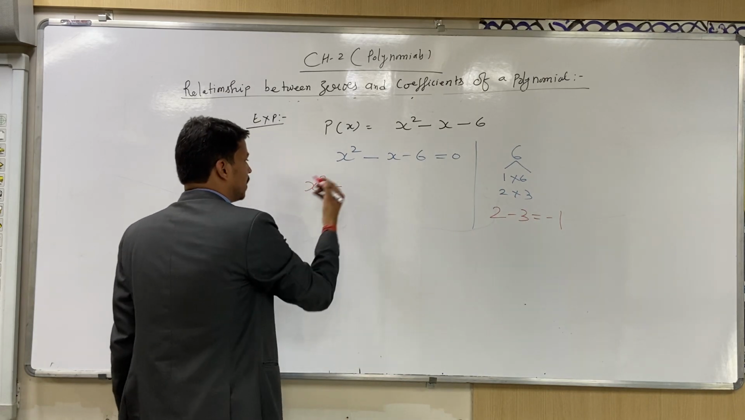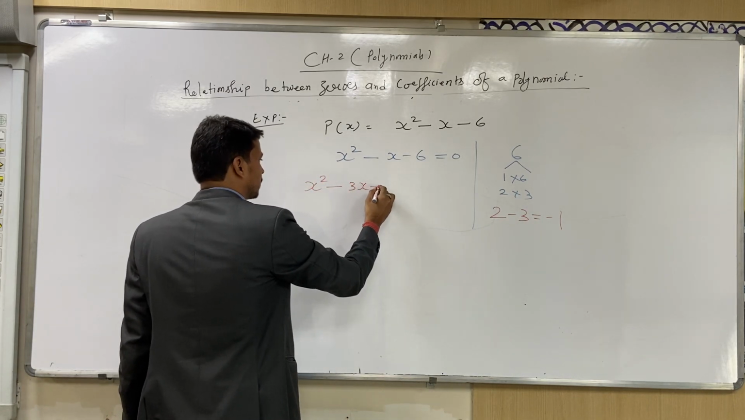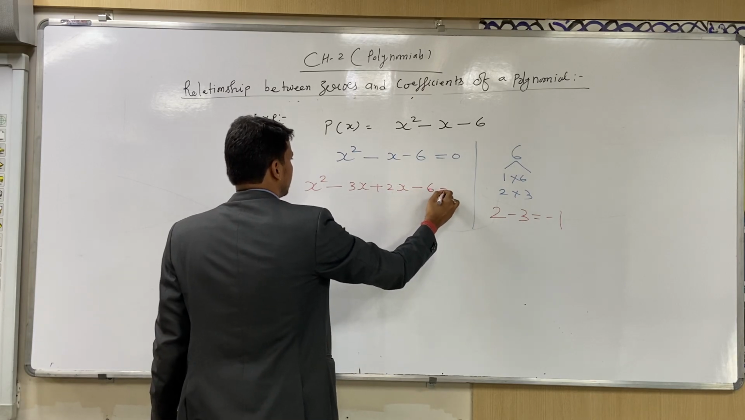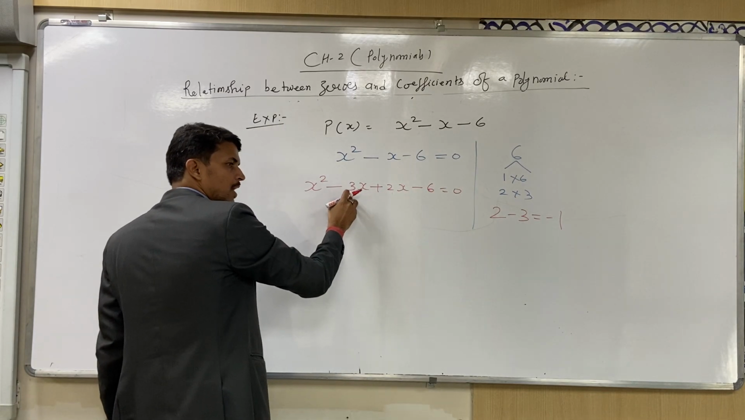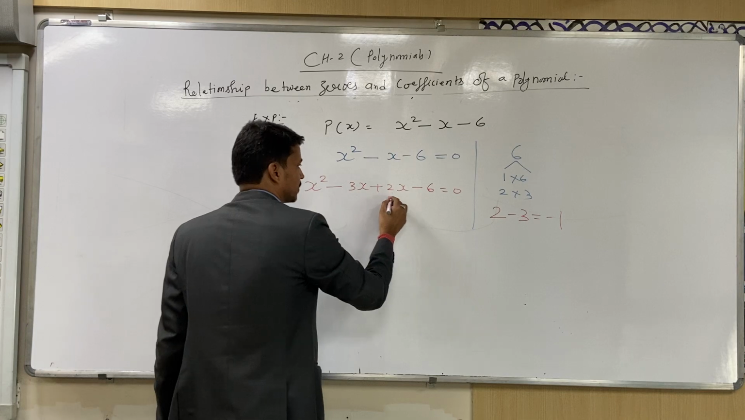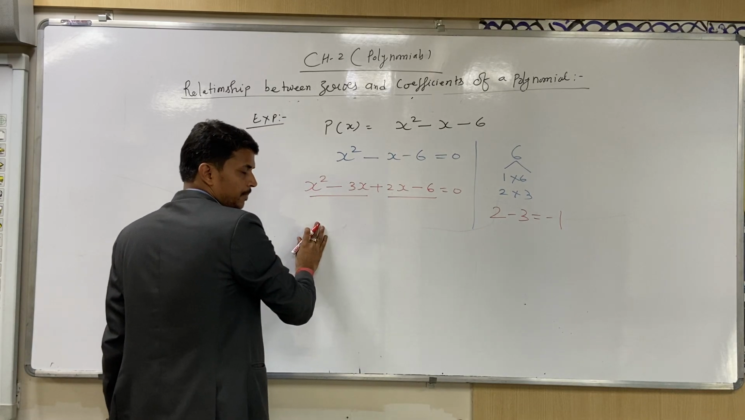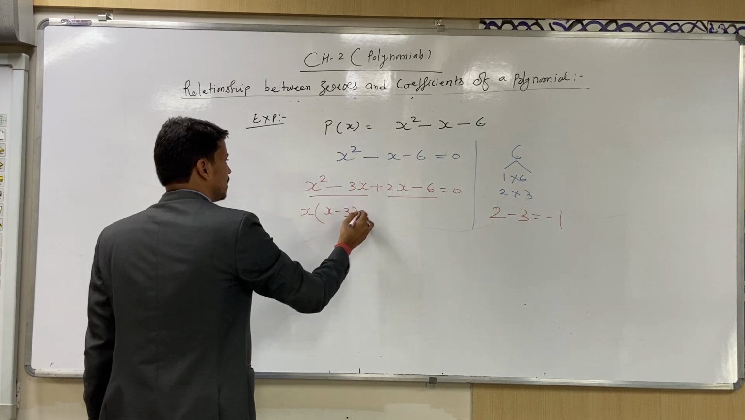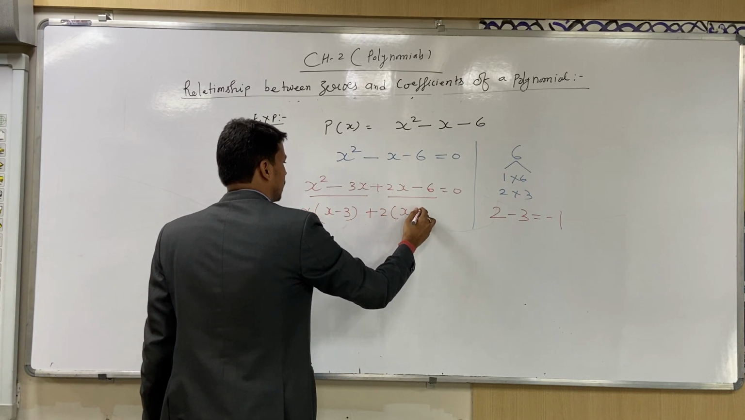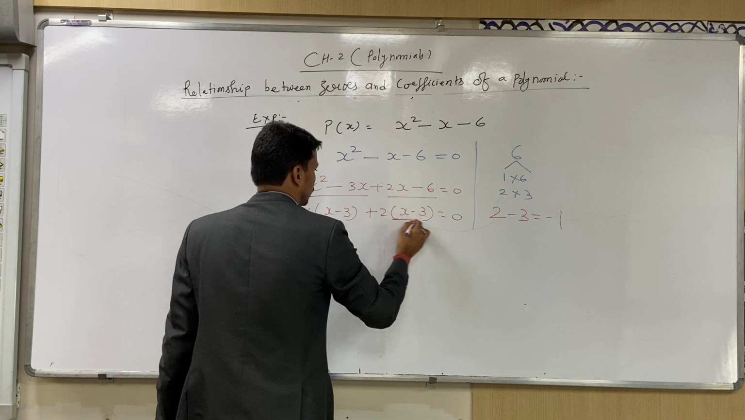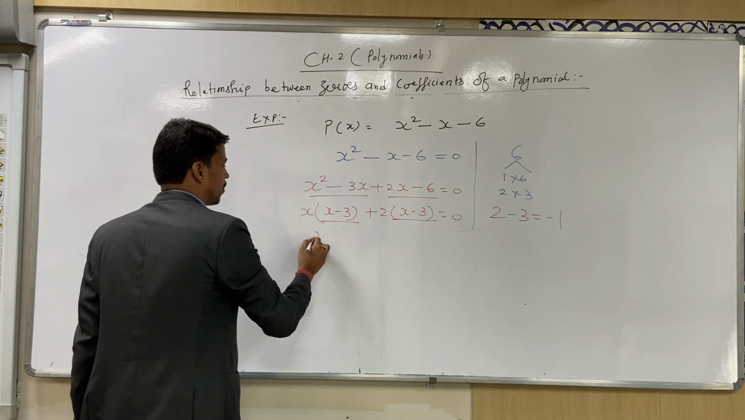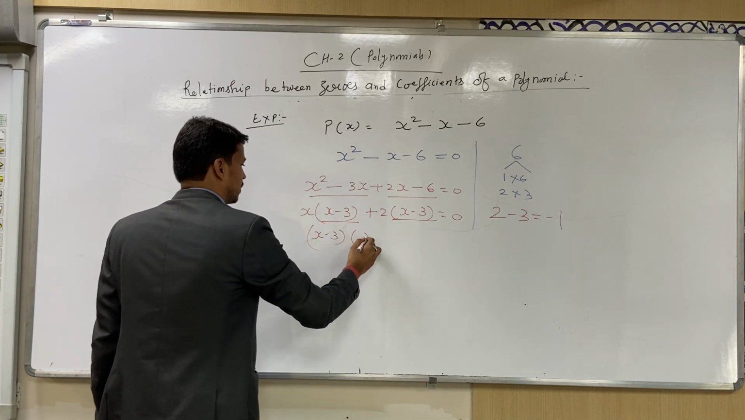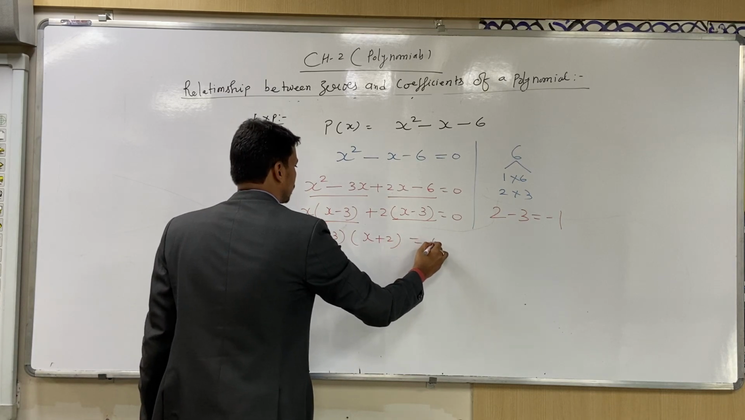It's your choice. So minus 3x plus 2x minus 6 equal to 0, or plus 2x minus 3x, it's our choice. Take the pairing and take the common again. So x(x minus 3) plus 2(x minus 3) is equal to 0. Again x minus 3 will be common, and (x plus 2) is equal to 0.